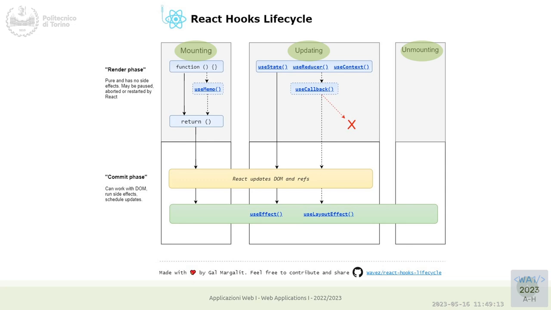And by side effects, I mean everything that goes outside the single component. It may also be outside the React application. For example, it may go to the server and exchange information. Everything that is outside the rendering, the pure functional rendering, we call it a side effect. It will change or exchange information with the outside of the component.